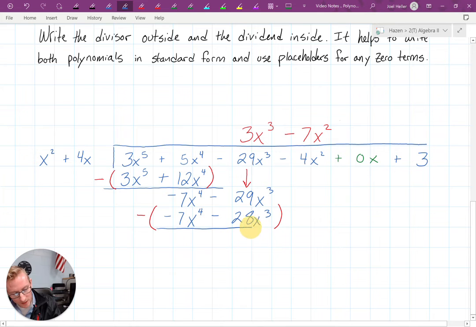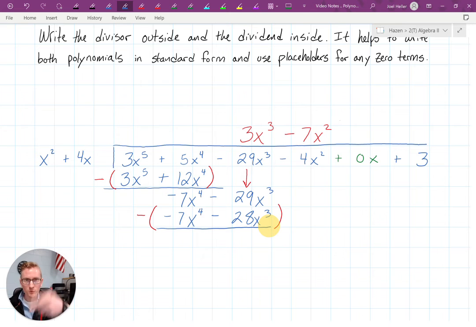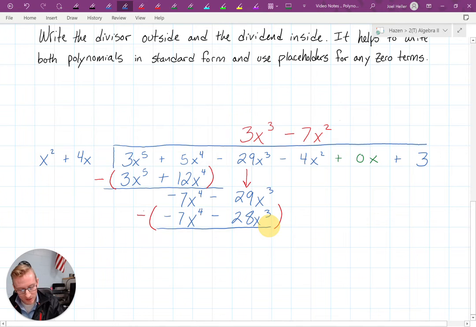And I'm going to subtract both terms, not just the first one. They're both in parentheses. You've got to distribute that negative to both. When I do that, the first terms go away just like they did before. Again, decreasing the exponent. Then I've got negative 29x cubed, subtract a negative 28x cubed. So that's going to be plus 28x cubed, which turns into negative 1x cubed.